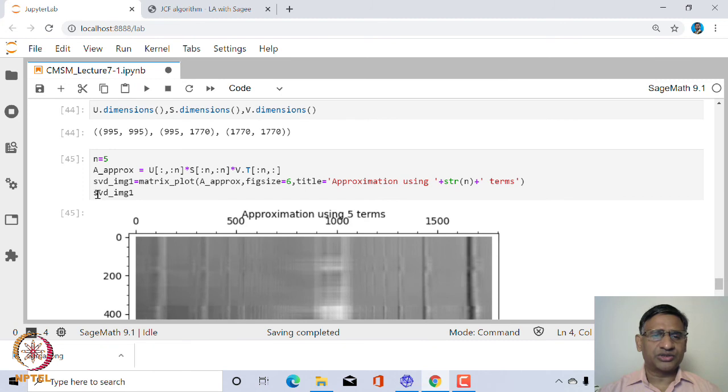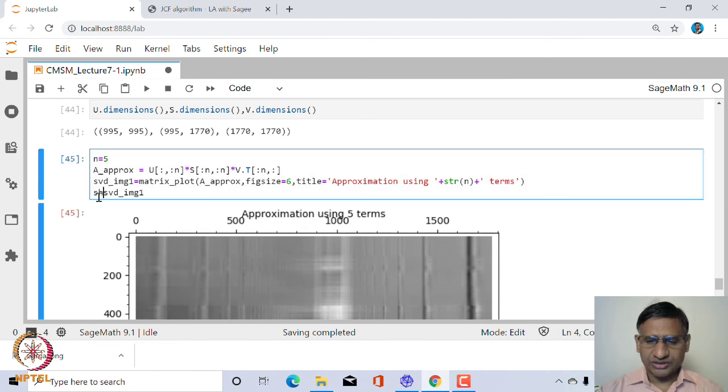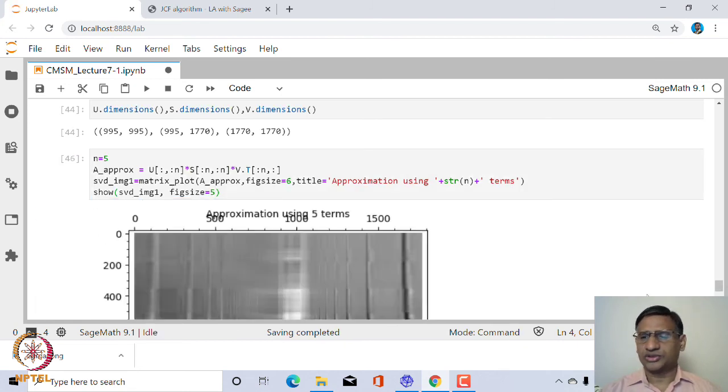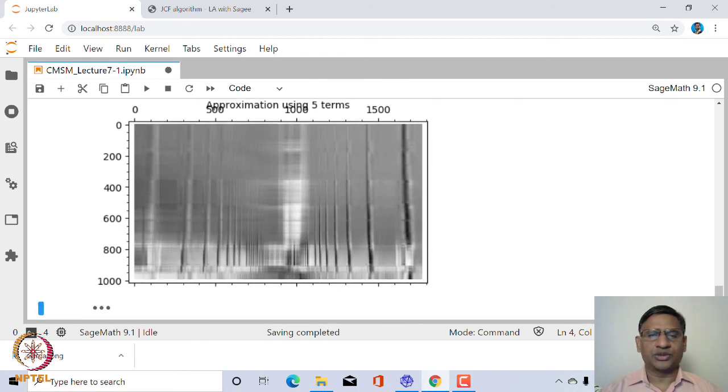Let me reduce the image size. So, I will show this image with figure size equal to, let us say 4, or let me make it 5. Yeah, so this is slightly better. So, this is what you get.